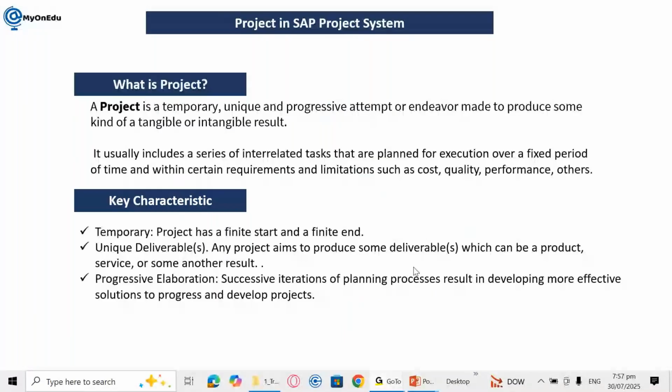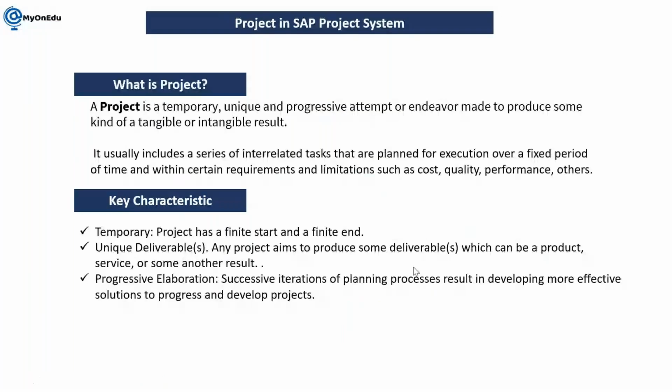So here we are going to understand what a project is. This is a typical definition of a project. A project is a temporary, unique, and progressive attempt or endeavor made to produce some kind of tangible or intangible result. Always, a project will produce some tangible or intangible result. Tangible result means this can be a product, and intangible means this can be a service.